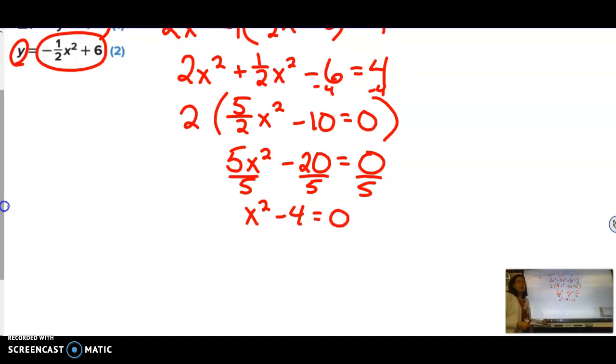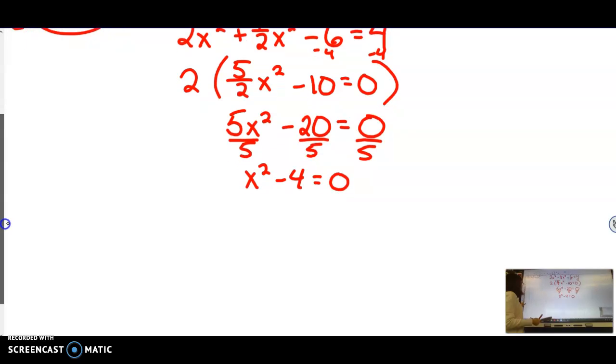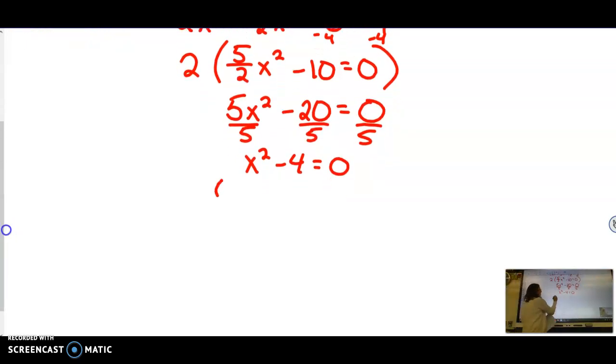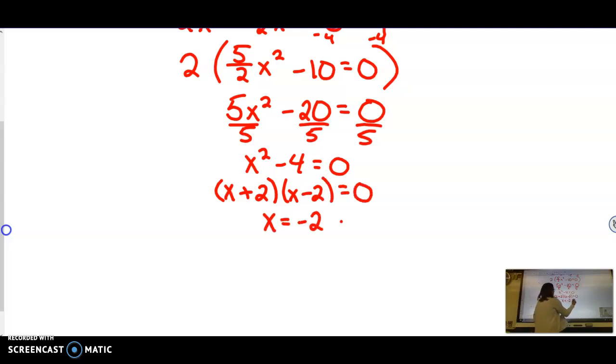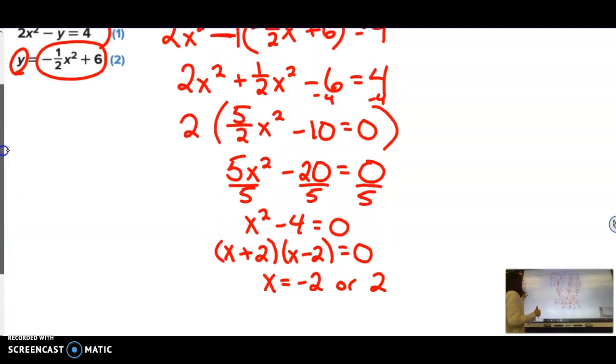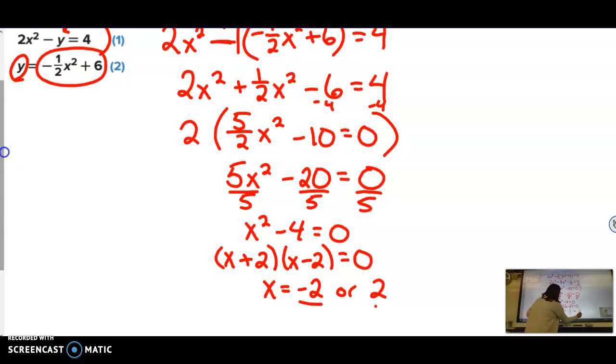Now you could either solve this using square roots, or you could solve it by factoring. This does factor into x plus 2, x minus 2. So the answers would be -2 or 2. So those are your x values. So what we have to do is plug them back in to figure out what the y values are. So we're going to take these x values and plug them in up here.